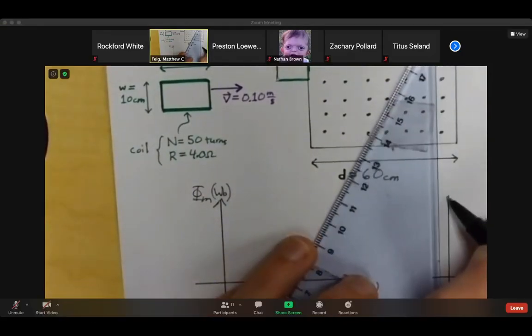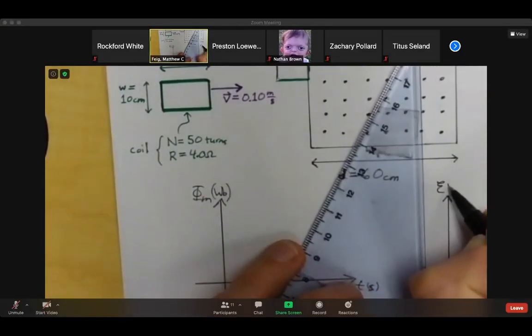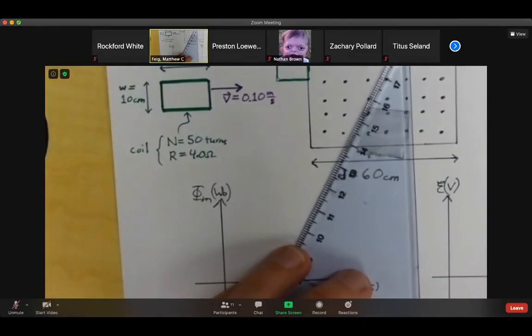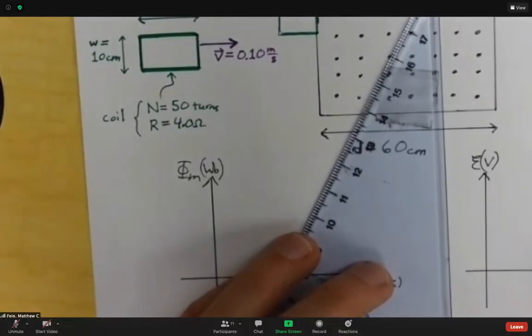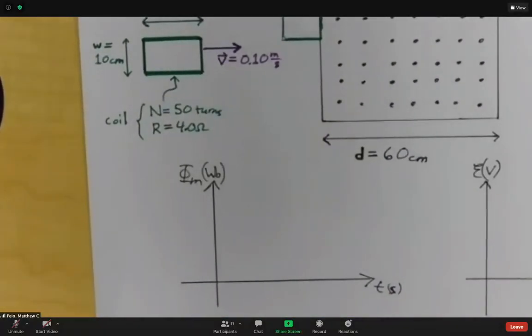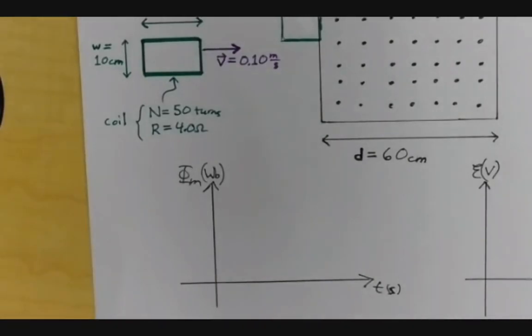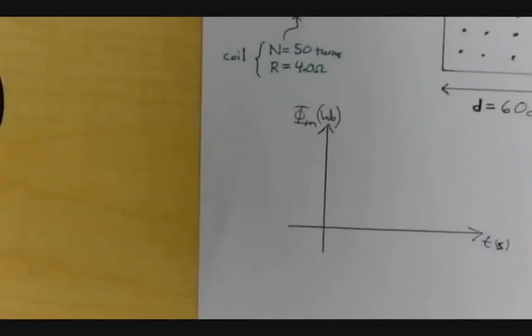EMF around the loop. EMF is measured in volts. It is voltage. And this is time, measured in seconds. I'd like to make these two graphs for this scenario. We'll do them one at a time.